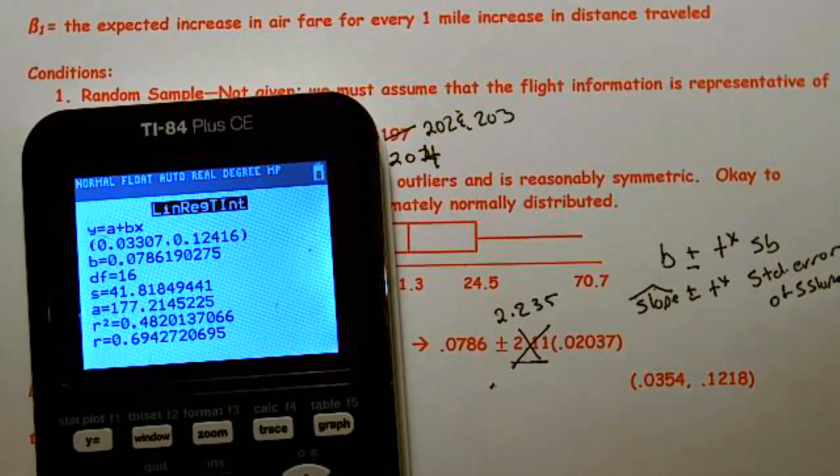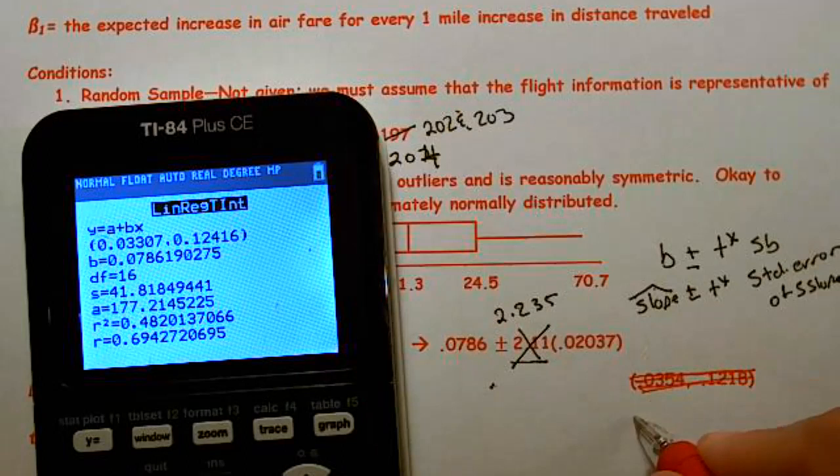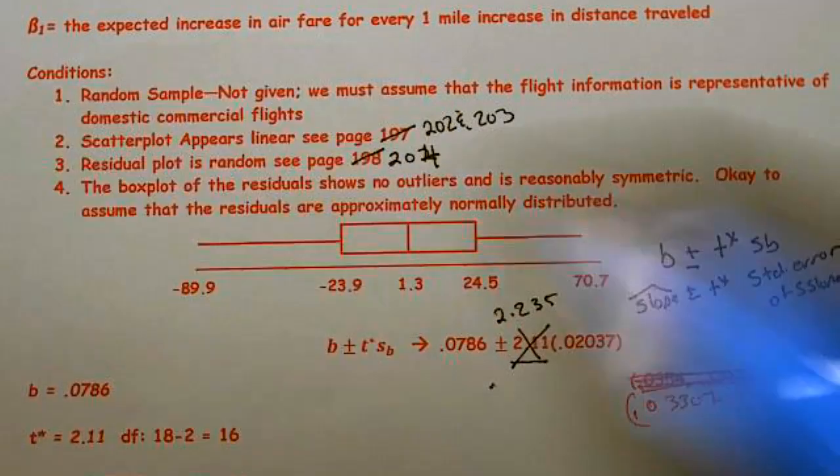And these values are also incorrect. How about that? I wonder if I rewrote that and didn't change the values. So I end up with 0.03307 to 0.12416 is my interval.